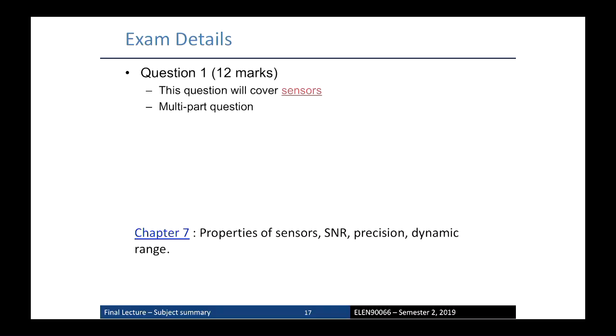So, in terms of reviewing, go to chapter 7 in the textbook. It's quite a light chapter. And you need to know the following terms. What does SNR stand for? Signal noise ratio. Precision, dynamic range of a sensor. Be able to calculate those things, okay? There's not really much more that I can say about that question, to be honest. There's a very similar one on the practice exam.